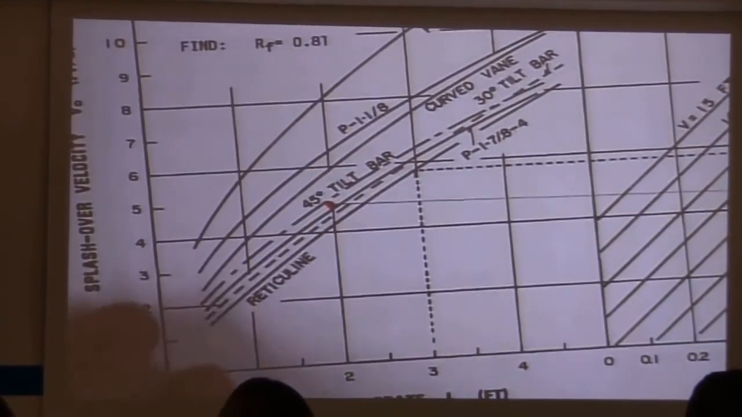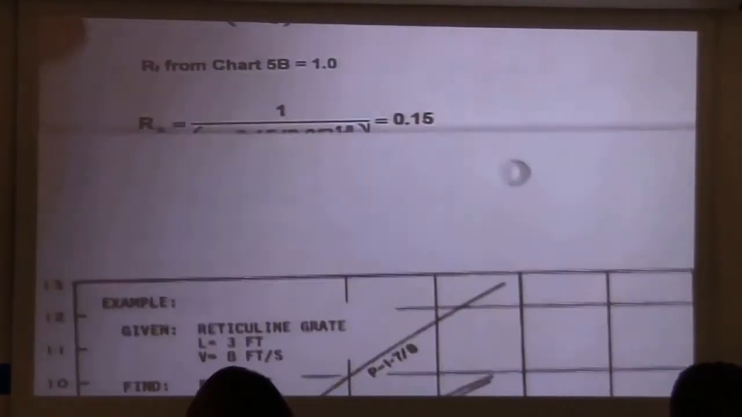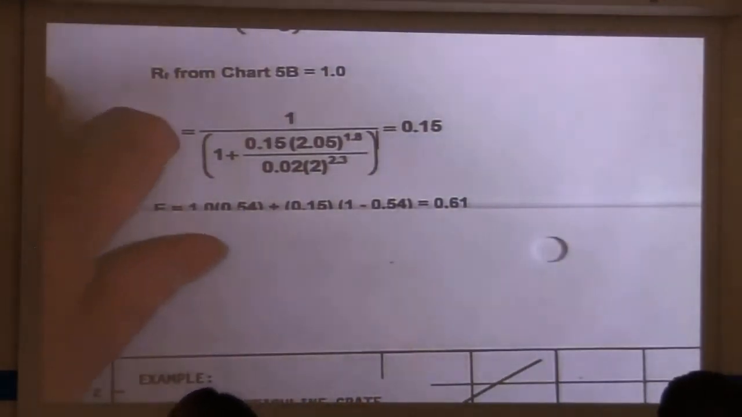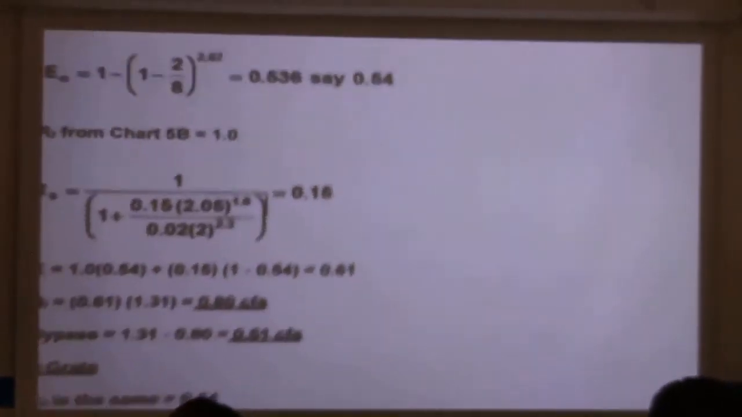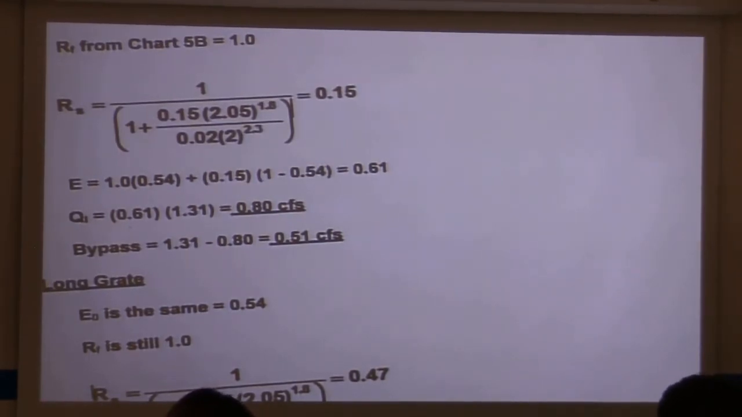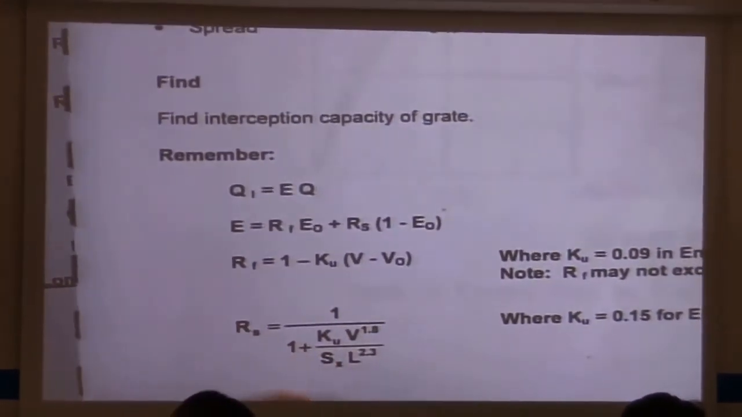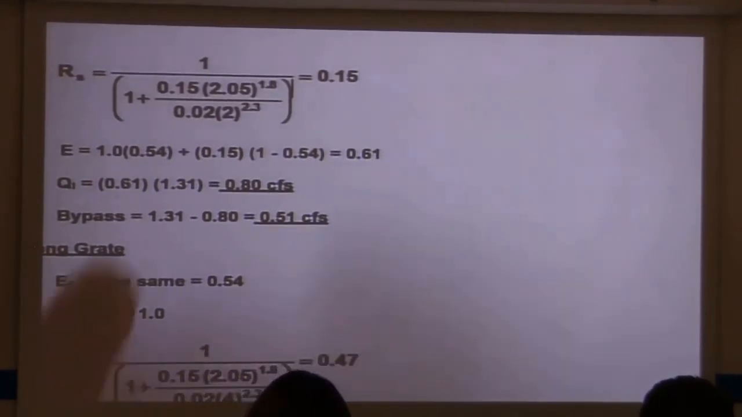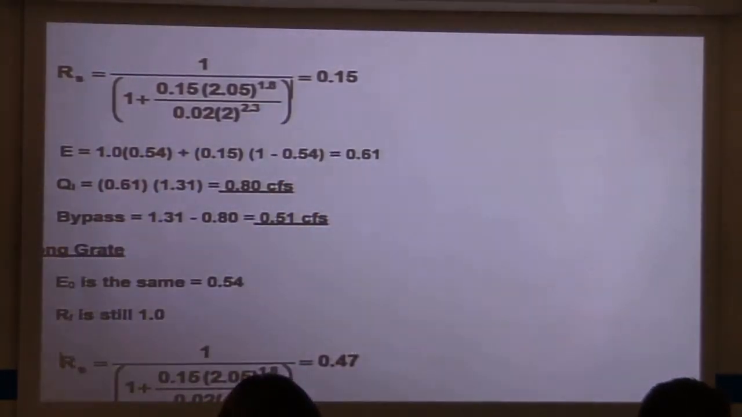Okay? And that's what they told us here. So RS, we can figure that out. I have to flip this over to find out what RS is. I'm a mess here, I'm sorry. RS is right there. So RS, this is the equation right here. It's K sub U, your velocity, your cross slope, and your length. And that's what we've done here. And with RS, if we work it out, we get 0.15.